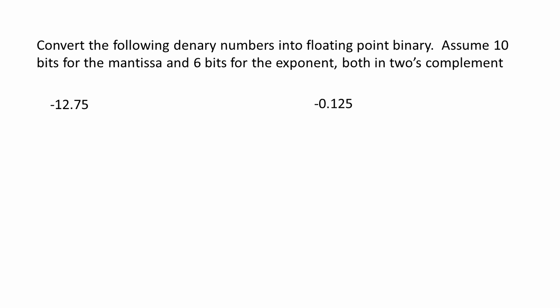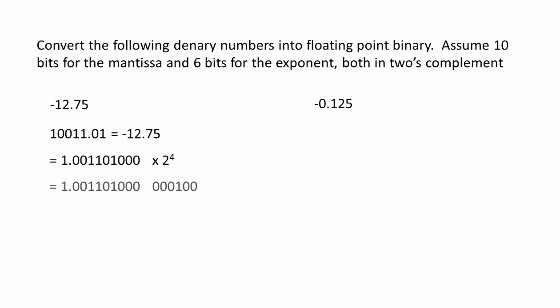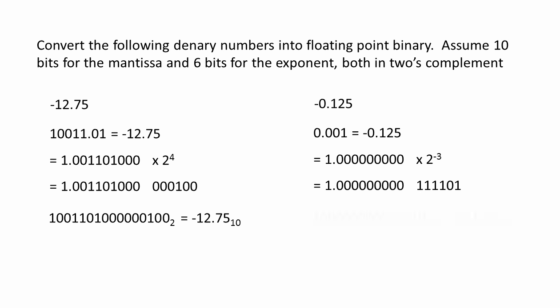And here's a couple more for you to try. This time we're using 10 bits for the mantissa and 6 bits for the exponent. And here are the solutions. Notice again they both start with a 1 followed by a 0. This is what you would expect of a normalised negative number. Let's talk about normalisation.